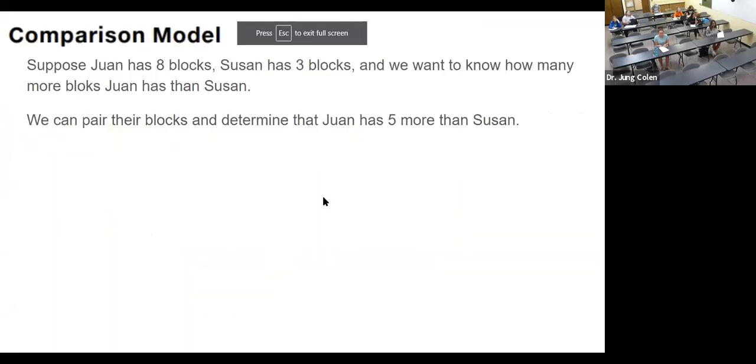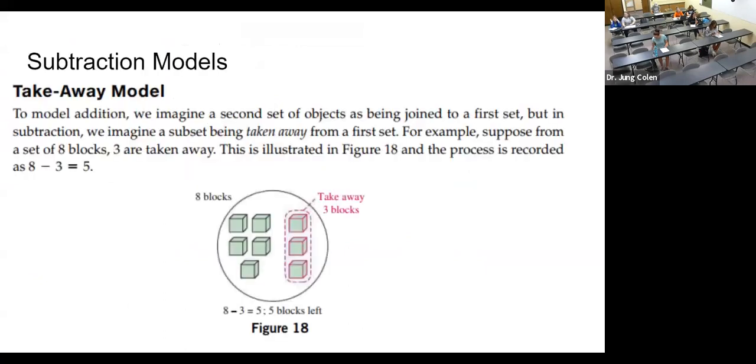Let's look at what we did in subtraction. So we talked about the models, right? We talked about takeaway models.